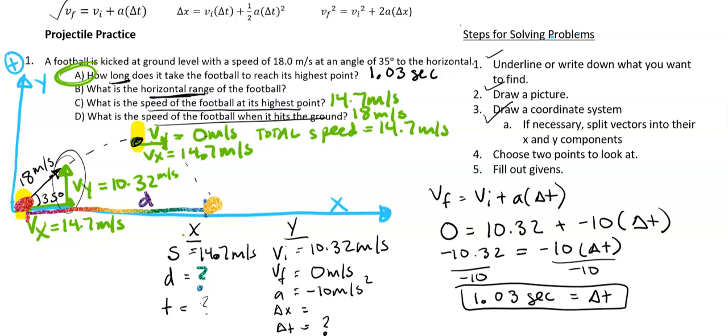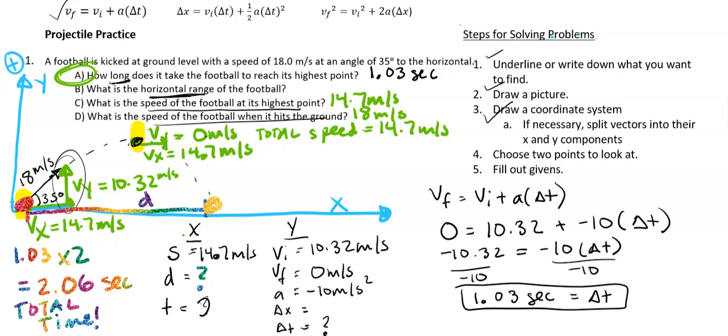Okay, so it looks like the time we know to the highest point is 1.03 seconds. So, and again, this is symmetric. This is a parabola. So the total time is just going to be double that. So we know that 1.03 times 2 is what? 2.06 seconds? And that is the total time. Cool. So let me put that in there. So the total time is going to be 2.06 seconds. So now we just need to find the distance.